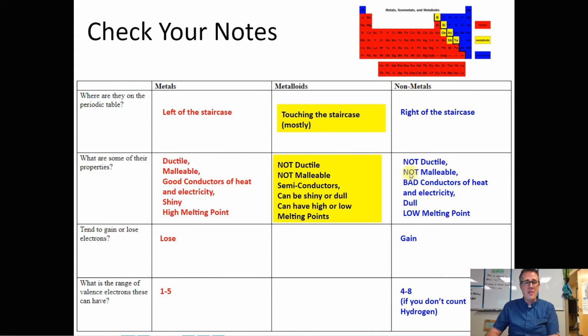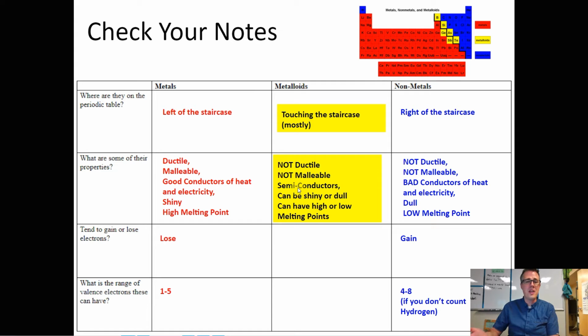For their properties, they have a little of both. They're not ductile and not malleable, sort of like their non-metal parents, but they can be shiny like their metal parents, and some of them have high melting points. We use them in things called semiconductors, so they're really good in computer parts.